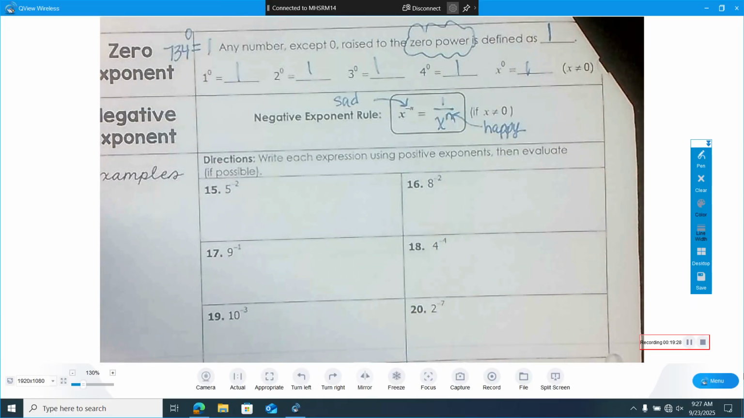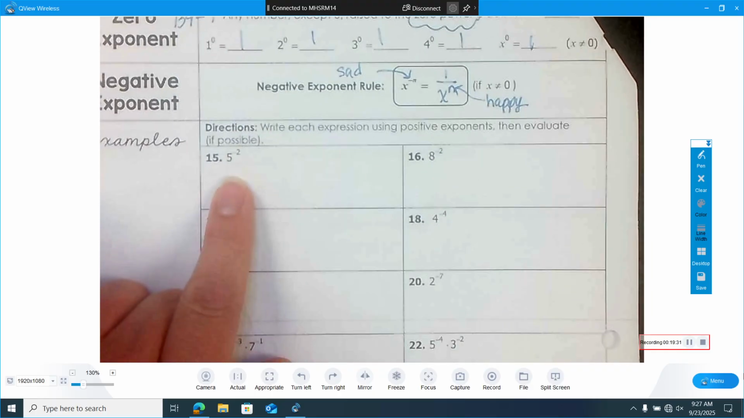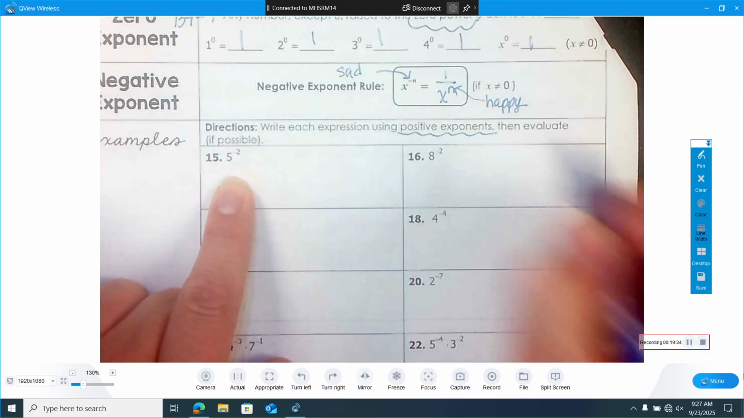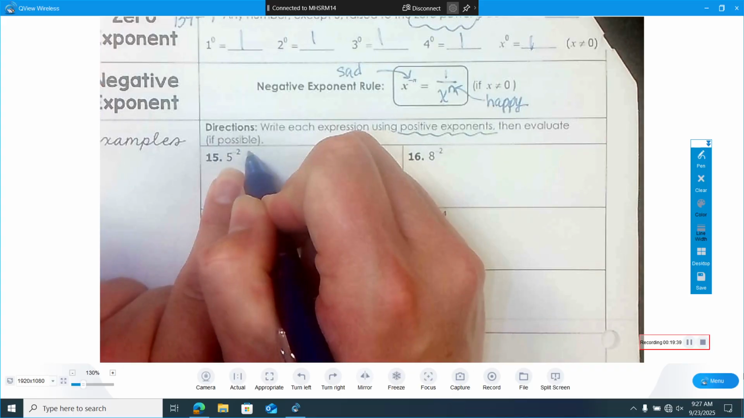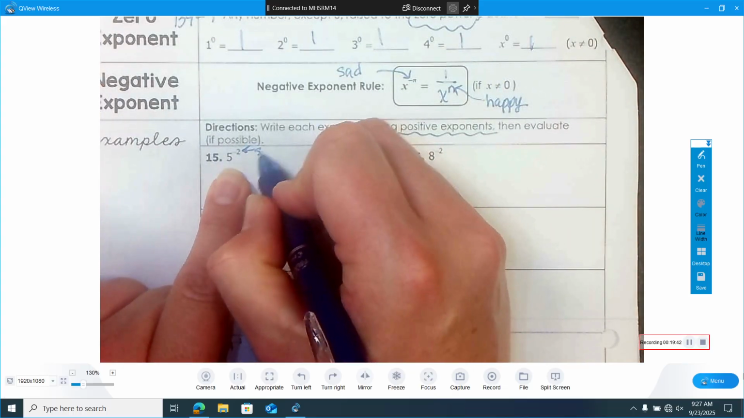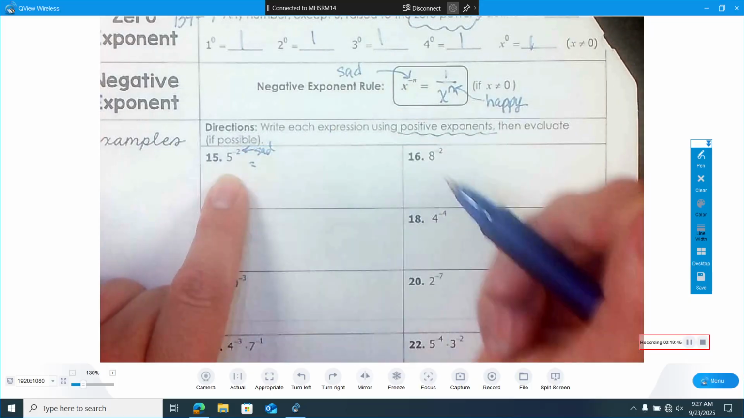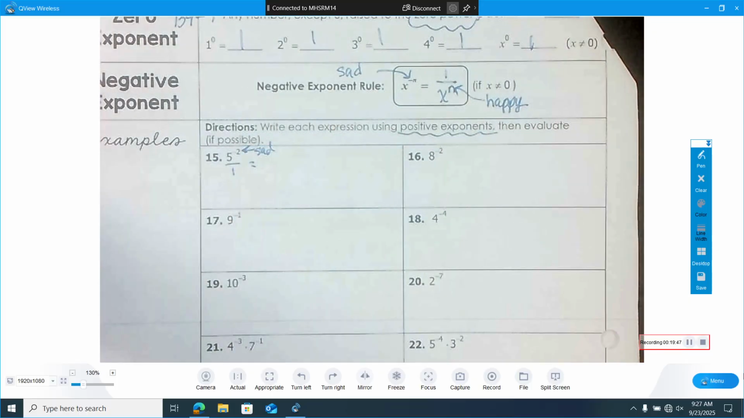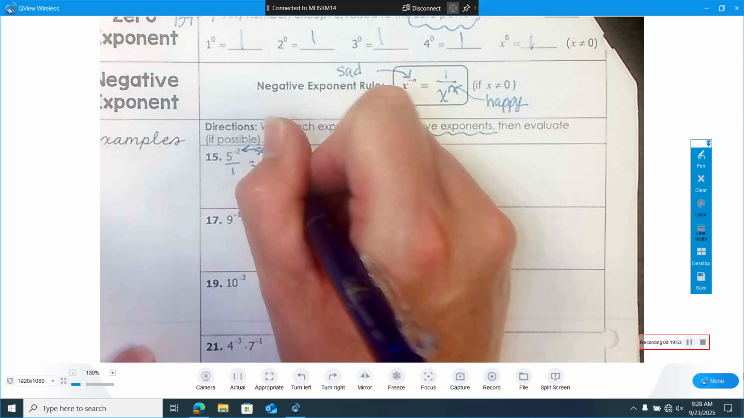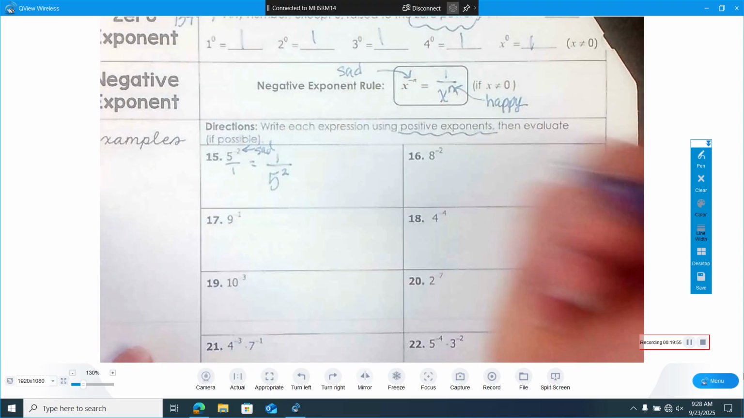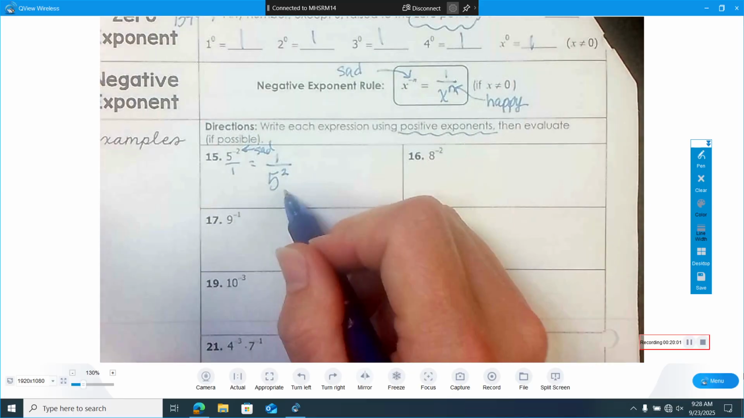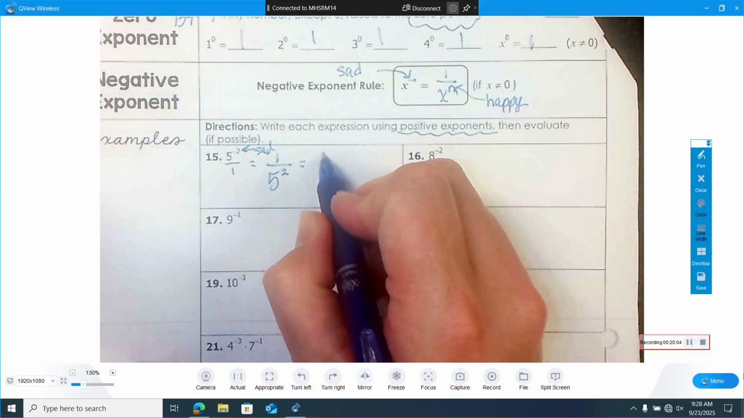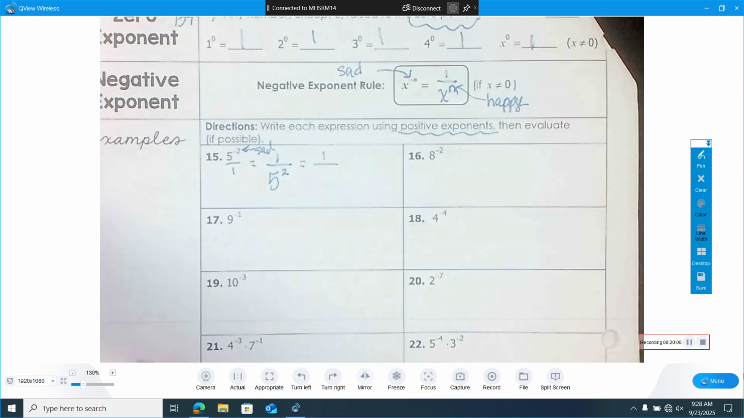All right? So when we look here, we want to write the expression using positive exponents and then evaluate if we can. Right now, is my exponent happy or sad? He's very sad, because he's upstairs in the numerator. Where does he want to go? Downstairs to a denominator. So we go 1 over 5 to the happy 2. When you move it downstairs, it becomes happy. And so this becomes 1 over, what is 5 squared?